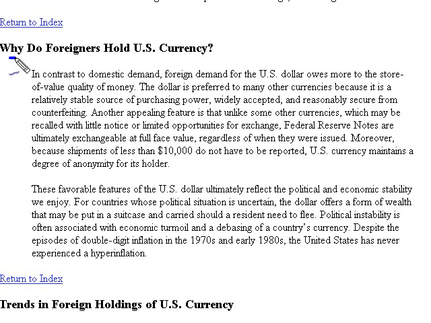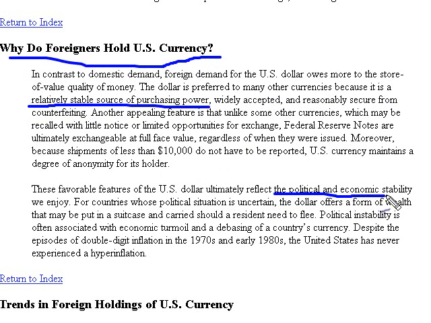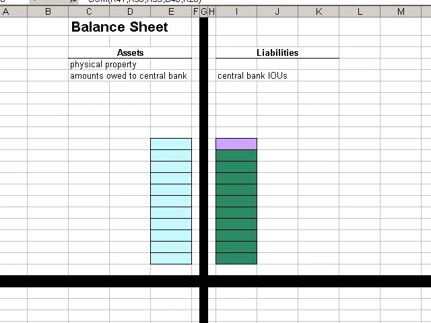Now, why do foreigners hold US currency? Well, they do it because foreigners think of the dollar as a reliable source of purchasing power, and because of the US's political and economic stability. Finally, there's the fact that the US has never, terrible yet, but anyway, experienced hyperinflation.